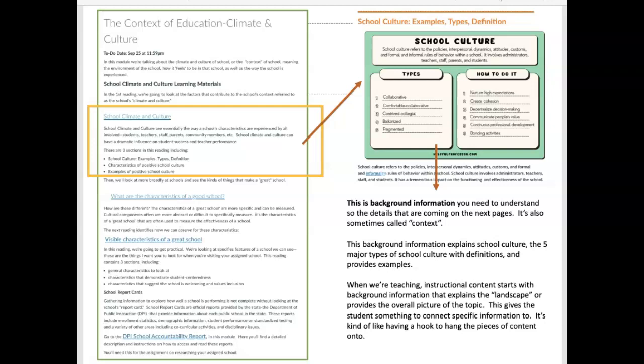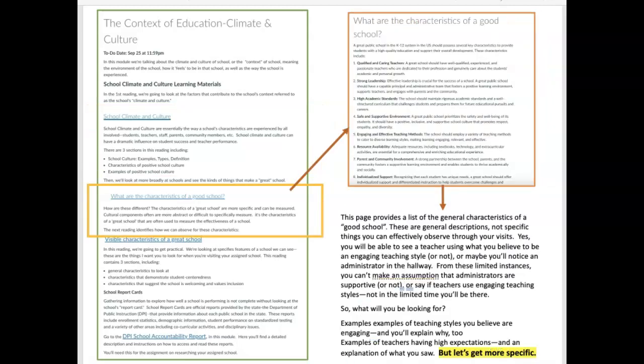And I'm sorry I didn't provide this beforehand. As I was reading your assignments, I realized, oh, if I explained this, maybe it would help a little bit more. So now the next part, right here, we went through the background, right? Now here, what are the characteristics of a good school? All right, so this page provides general descriptions, not necessarily specific things that you can observe. So we're going from the landscape to general characteristics. Soon we'll get to the specifics.